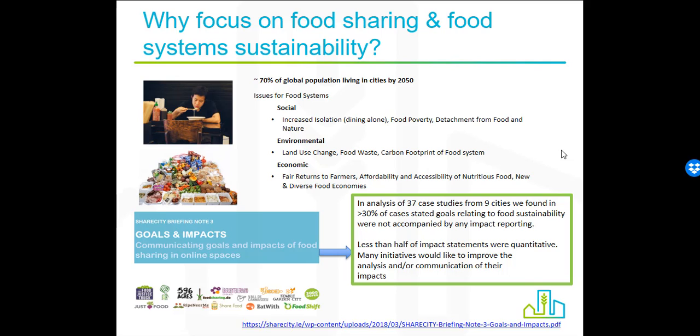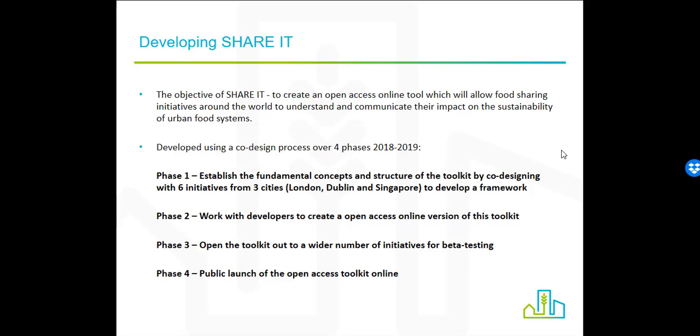Many initiatives were found, when asked, that they would like to improve their analysis and communication of their impacts, but how do they go about it? So that was obviously the clear objective for developing Share It. We looked to create an open access online tool that would hopefully allow food sharing initiatives to understand and communicate their impact on the sustainability of food systems in a way that was designed for their purposes, for their activities.